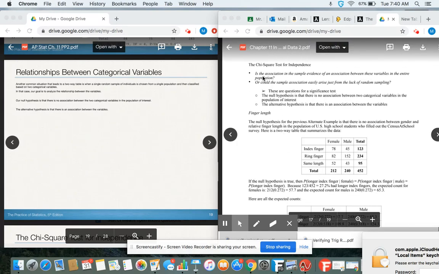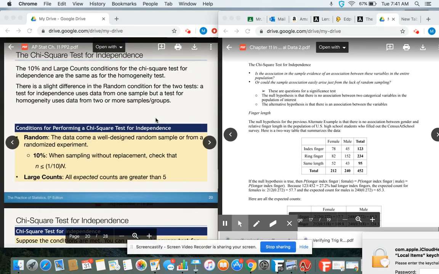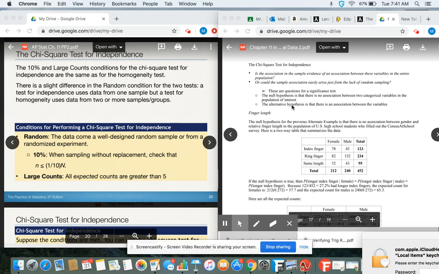All right, so here's the idea. Is there evidence in the sample of an association between these variables in the entire population? Or could this just arise from a lack of random sampling? So here's the null hypothesis: there is no association between the two categorical variables in the population of interest. The HA would just be that there is an association. So the null hypothesis, there is no association. The HA is that there is.